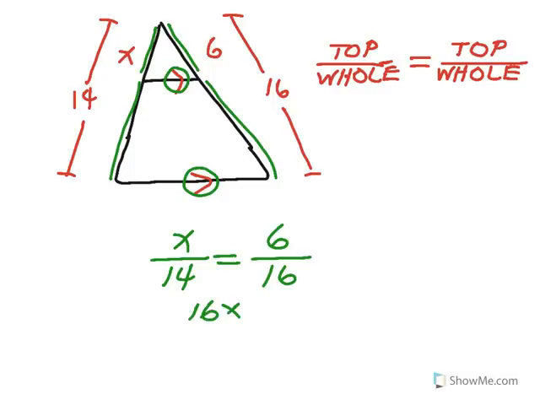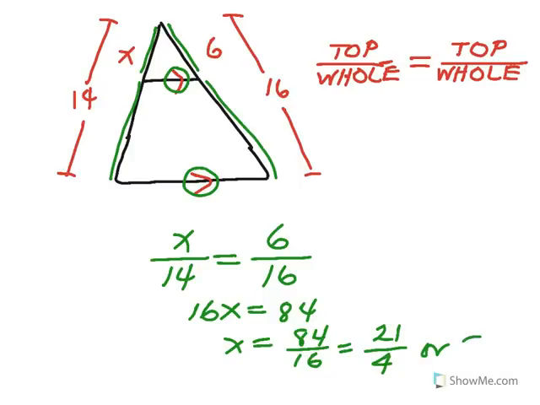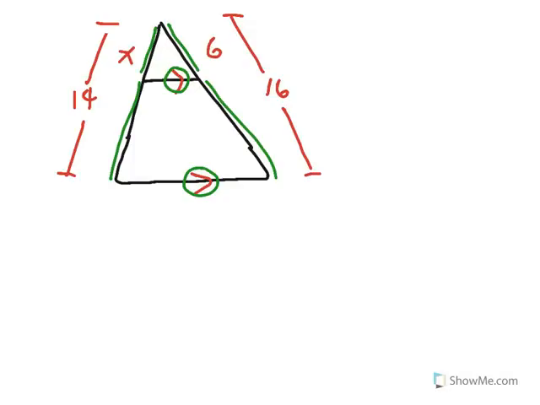So 16x equals 6 times 14, which is 84. So x is equal to 84 over 16, which simplifies to 21/4. Or, if I wrote this as a mixed number, I could say 5 1/4. Okay, another way I could find x is I could use the bottom to the whole.